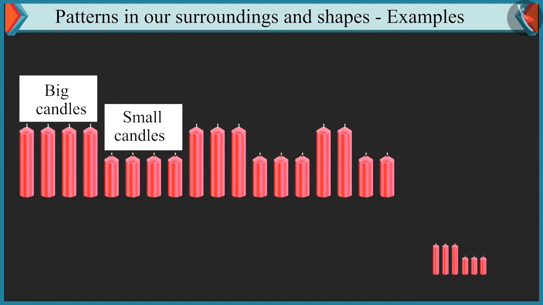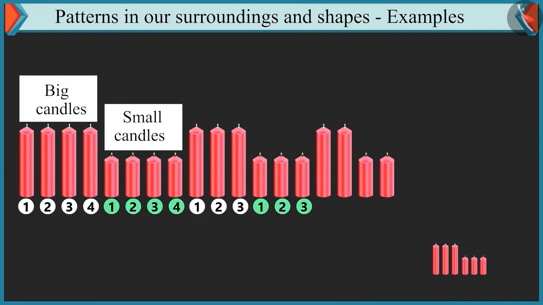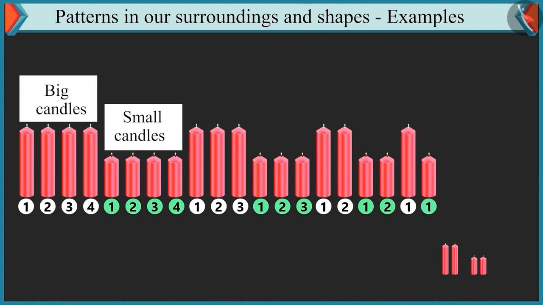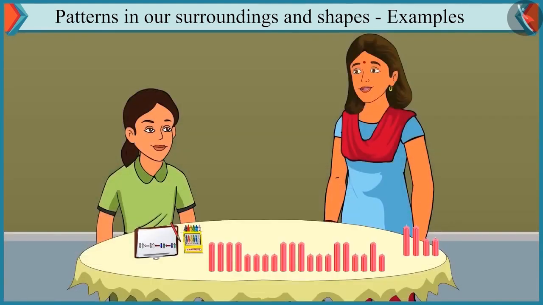No, Chutki. Look carefully. Each time the number of candles is decreased by one. Initially, we had four candles. After that, three candles and then two candles. So this pattern will be complete if we place one big candle and one small candle beside it. Yes, well done, Chutki. Mummy, I'm having so much fun.